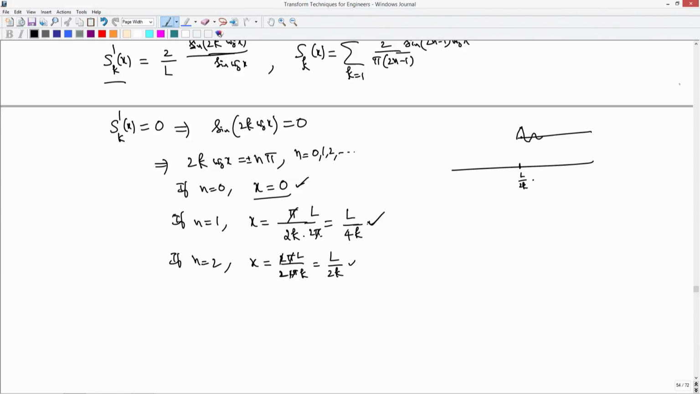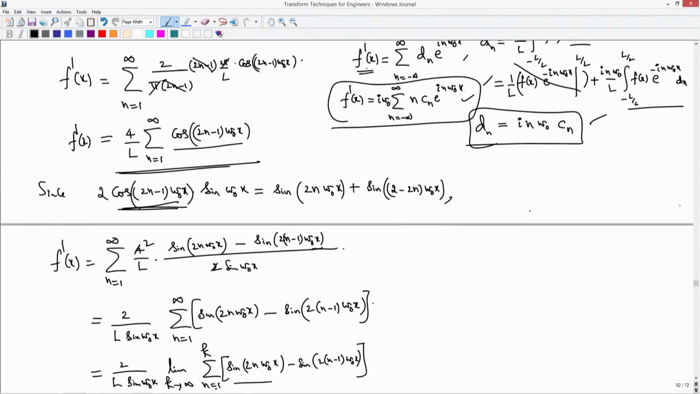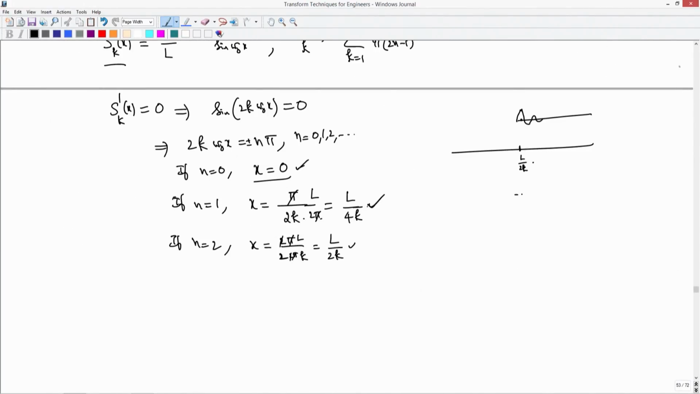Okay. If you consider k values, what is Sk of x? Sk is a partial sum, with n running from 1 to k, k terms. If k becomes bigger, this goes to 0, so it will be closer to 0. Otherwise, the first point is L by 4k, the second one is L by 2k, and so on. So, the first peak is here.